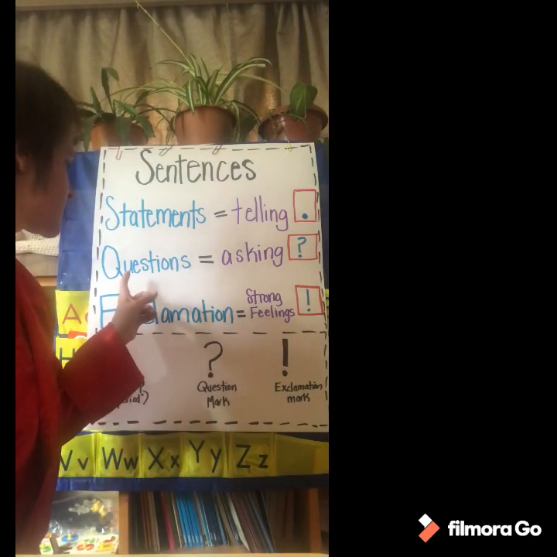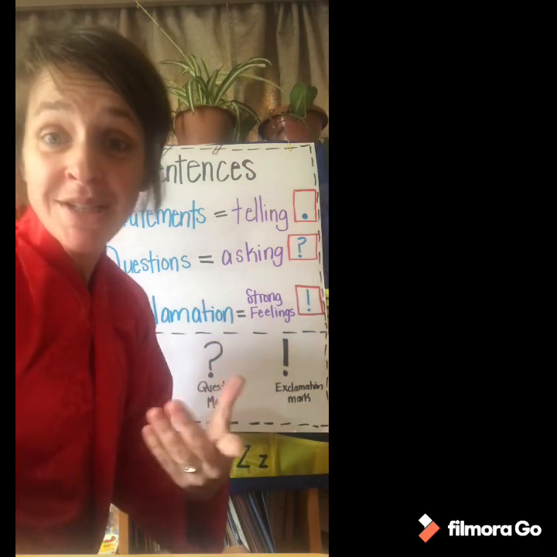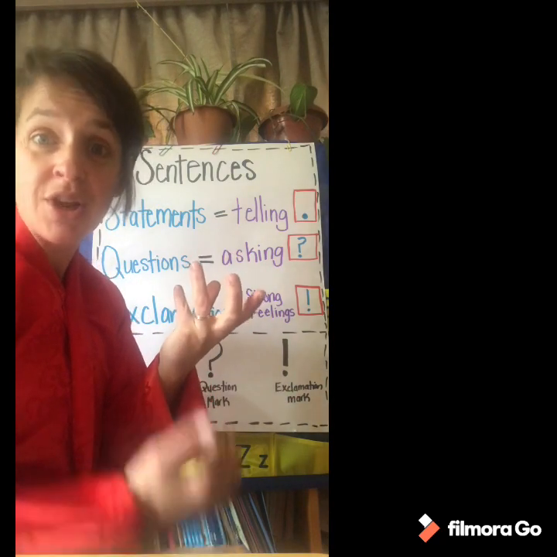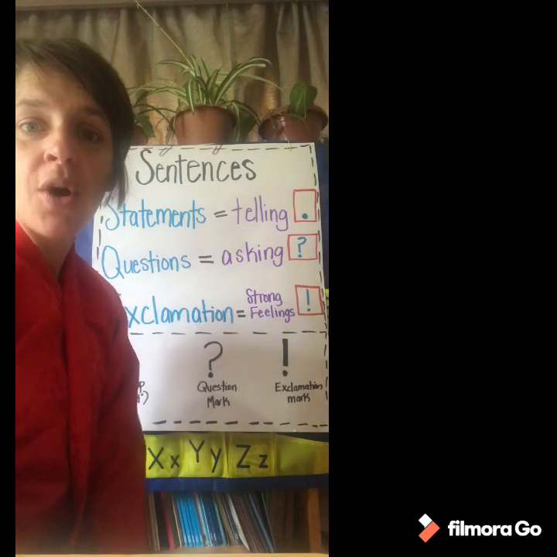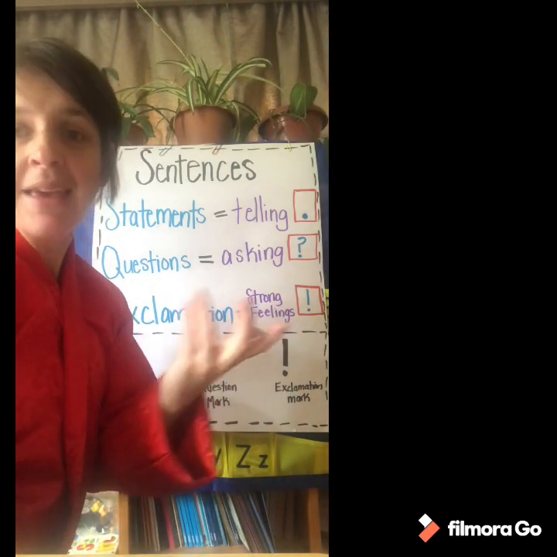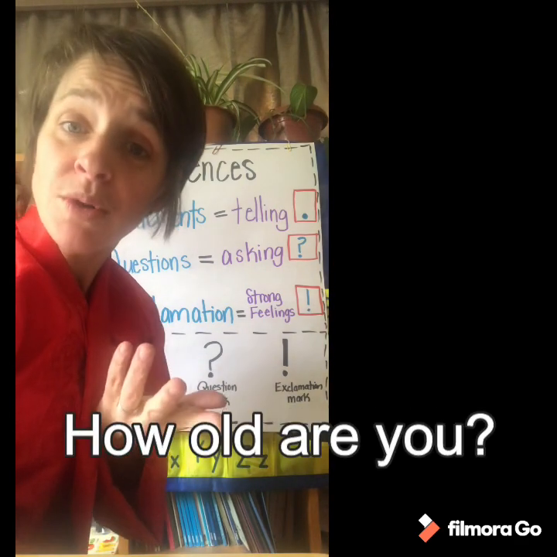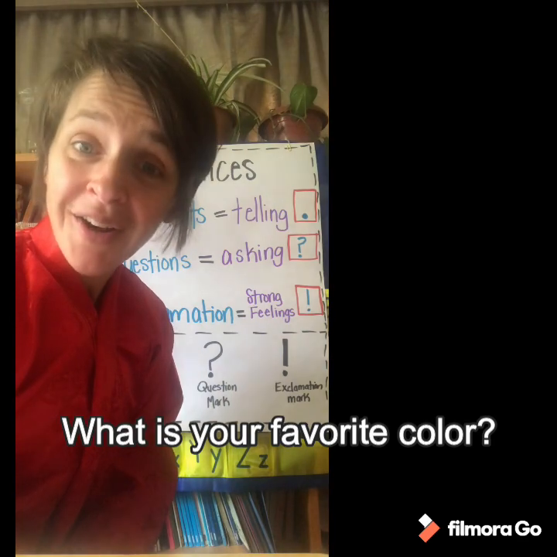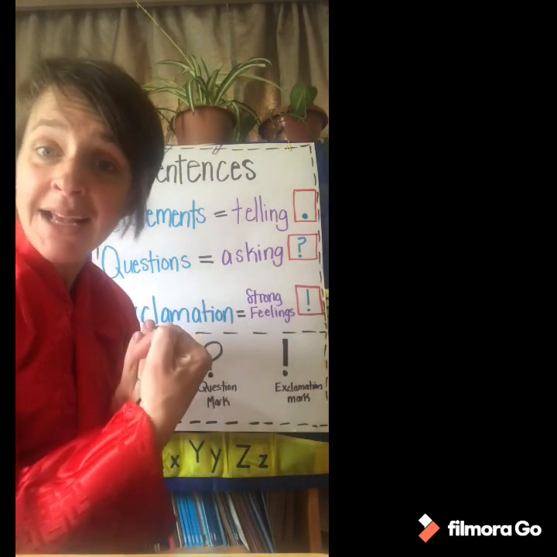So the next kind of sentence is a question sentence. A question sentence is asking something. And usually a question, you have to answer it. You have to tell an answer. So a question like, what is your name? How old are you? What is your favorite color? All of those sentences need an answer.